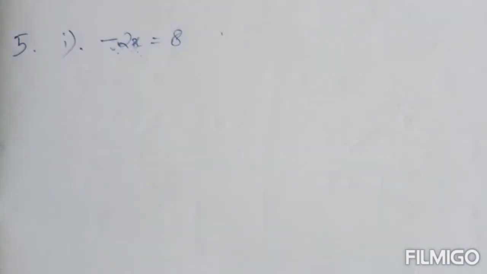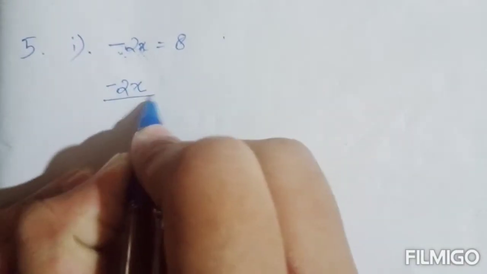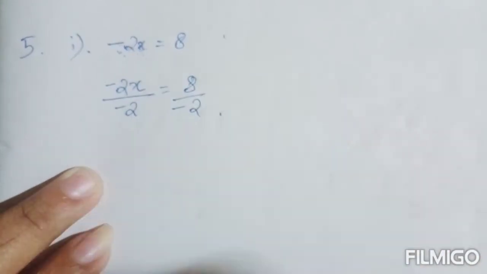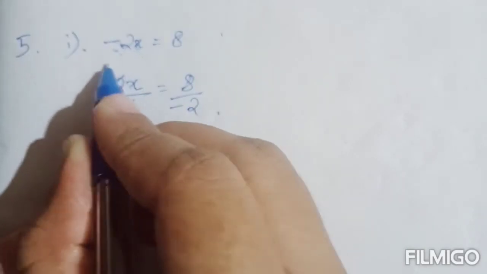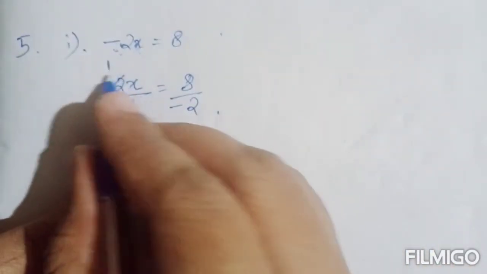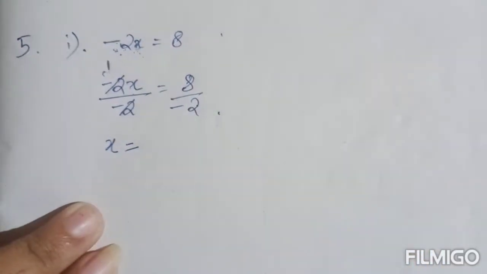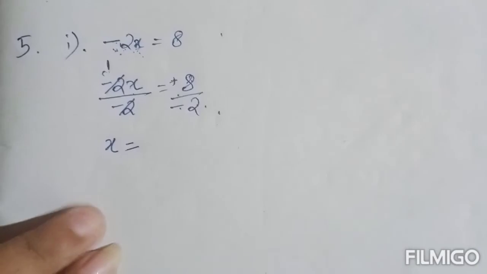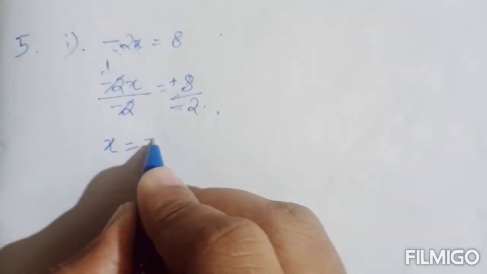So you can divide both sides of the equation by minus 2. Okay, that means minus 2x divided by minus 2 equal to 8 divided by minus 2. Minus 2 by minus 2, it is 1. So 1 into x, x equal to 8 divided by minus 2. That means positive 8 divided by negative 2. Positive divided by negative, it is negative.